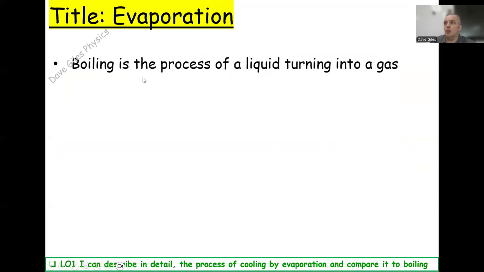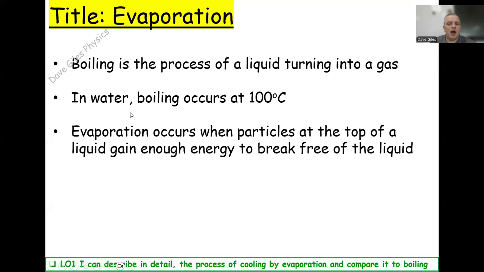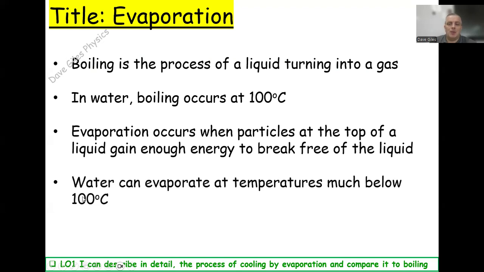So first of all, boiling is the process of a liquid turning into a gas, and you probably already know that happens at 100 degrees Celsius. Evaporation occurs when particles at the top of the liquid gain enough energy to break free of the liquid. And it can happen at temperatures much lower than 100 degrees Celsius.